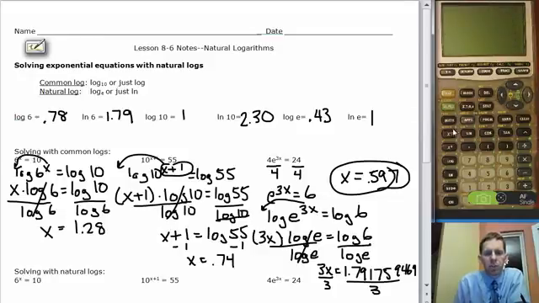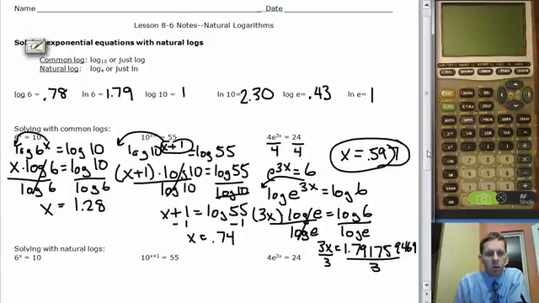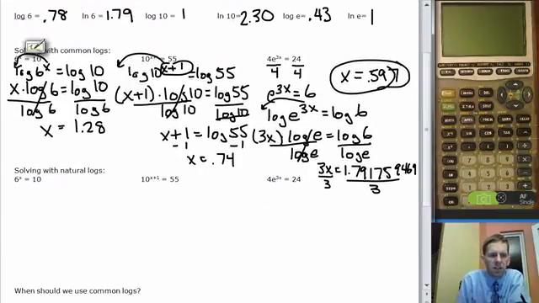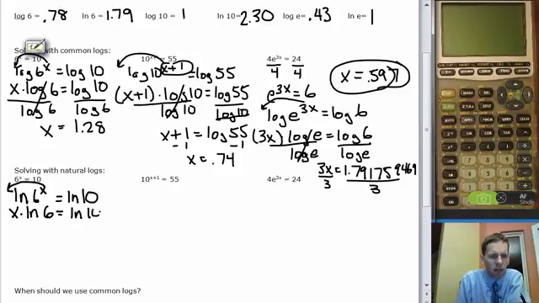Solving equations with natural logs is very similar to solving equations with common logs. Let's take the same 3 problems and solve them using natural logs. To do 6 to the x equals 10, what you can do is take the natural log of both sides. So you can write ln before the 6 to the x power and also ln, or natural log, before the 10. The same rules for logarithms apply. You are still allowed to move the exponent out front. So you have x times natural log of 6 equals natural log of 10.